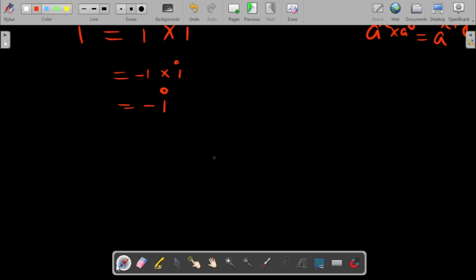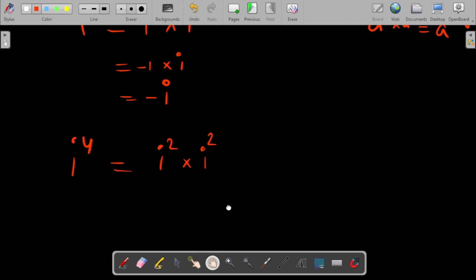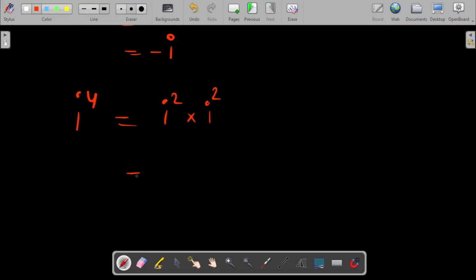Next, i to the power 4. i to the power 4 is what? i to the power 4 is i square multiplied with i square. And i square equals minus 1, so minus 1 multiplied with minus 1. Now minus 1 multiplied with minus 1 gives plus 1. So i to the power 4 is plus 1.